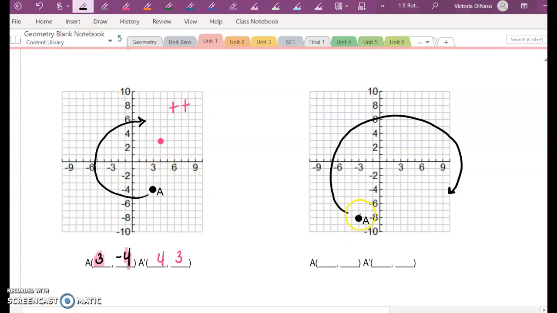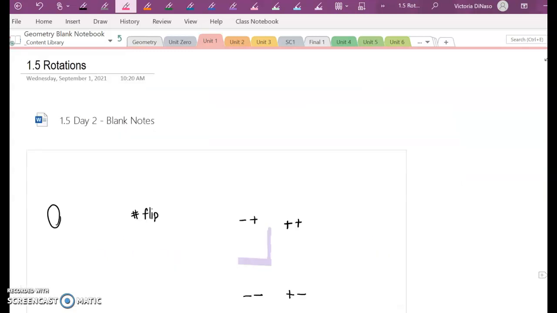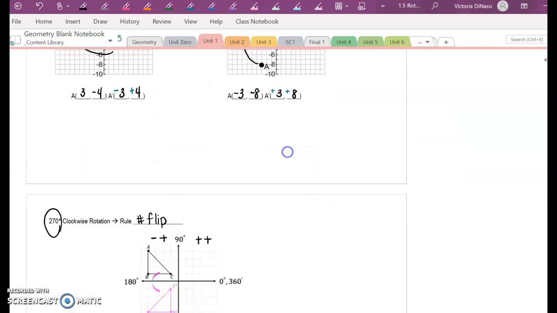This last one, we're at 3, -3, -8. You're going to take the numbers and flip them around. So it's going to be 8 and then 3. In this quadrant, positive, negative, and there's my point.